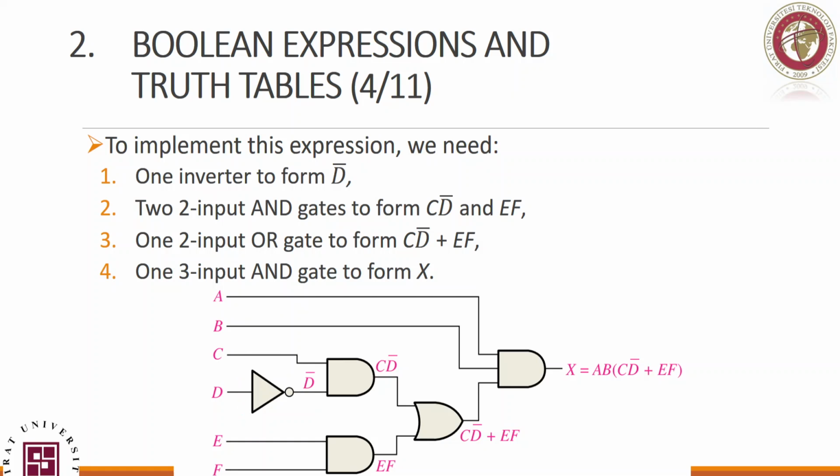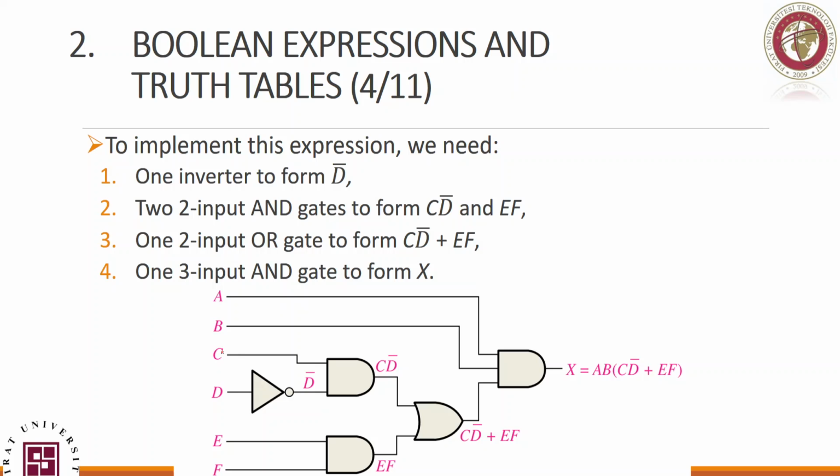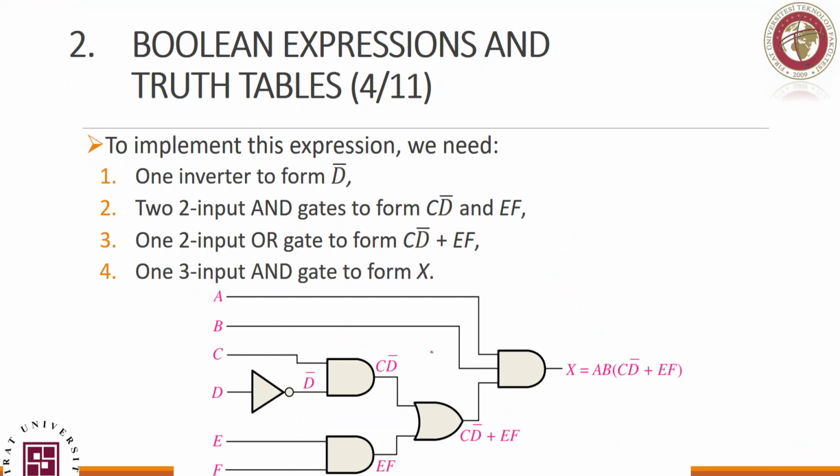How can we realize it? It's not really hard. We have A, B, C, D, E, F. List them down on top of each other. This is the easiest way. Then start doing the job. A and B. Okay. Then all ANDed with what? C, D bar or E, F. So we need to get C, D bar, invert D, C and D bar, E and F, OR them, then AND all with A and B, that is the output.